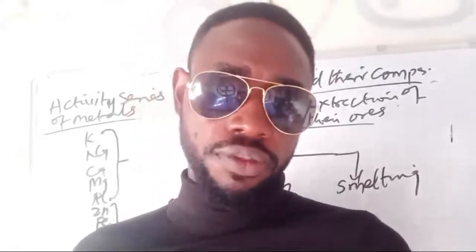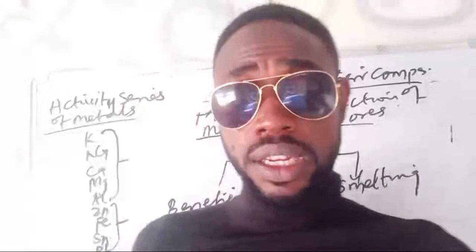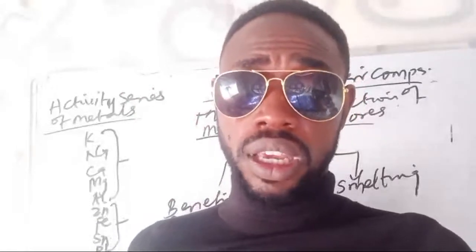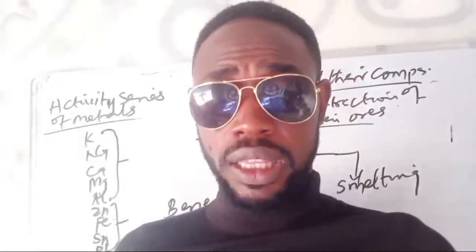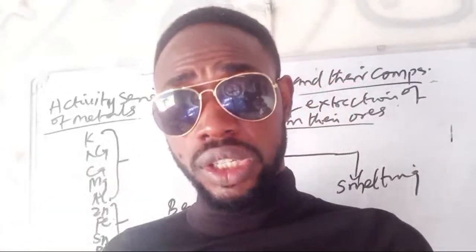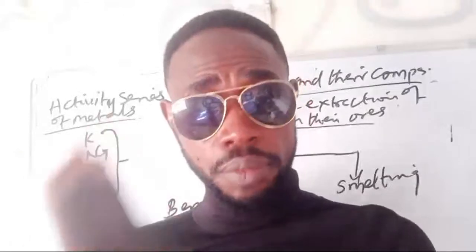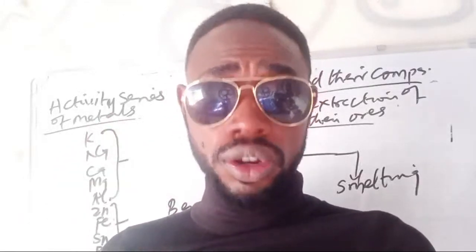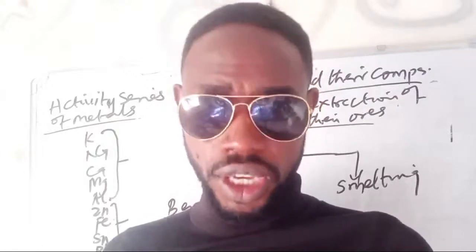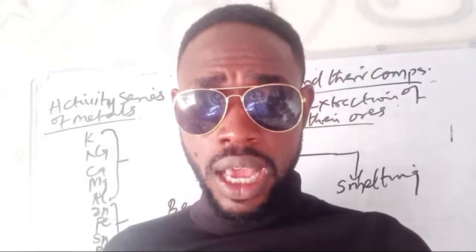We are into the main methods for extraction of metals, but I'm trying to explain the steps I'm taking so that you don't get confused. Of course, I told us that the extraction of metal can be divided into two stages, the hot dressing stage and the main extraction itself. The main extraction is what you can call smelting. Then the hot dressing stage, you can call it beneficiation. Under beneficiation, I told you what it means.